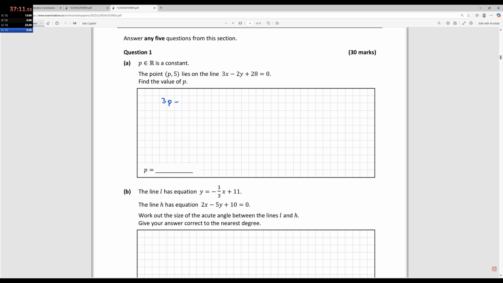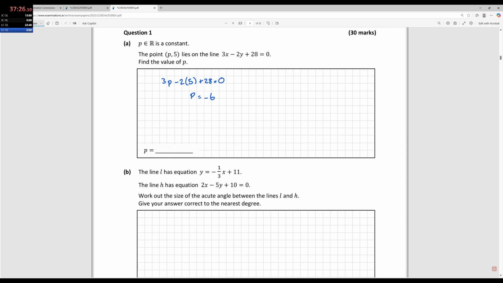That's kind of okay. That would just be sub them both in. If it's on the line, we should be able to sub it in and everything should work out. Find the value of p, that would be 18 minus 18, so p is minus 6. Isn't that right? Minus 10, that would be 18. You move it over, make it minus 18 divided by 3, which is minus 6.